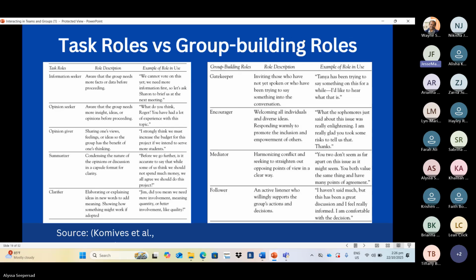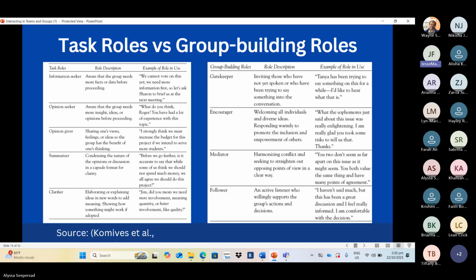So I hope you guys can see these two tables, but these are just some examples of task and group building roles. In the task roles, you have the information seeker. This person understands that the group needs more facts and information before it can proceed to make any important decisions. The opinion seeker would be someone who needs more ideas and opinions from the other members, ensuring that everyone has had a chance to express themselves.